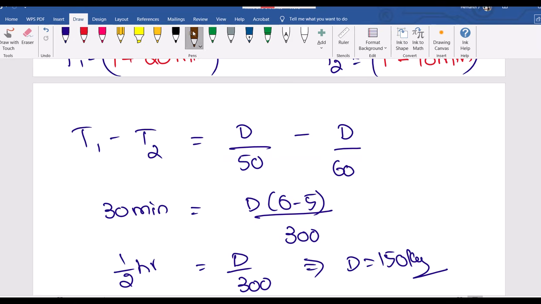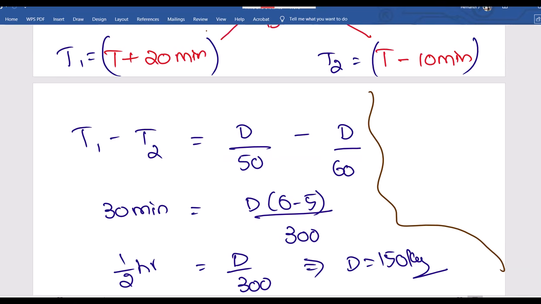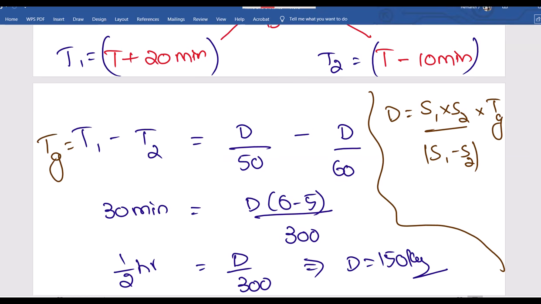One of my faculty gave a shortcut. This shortcut is actually the product of speeds divided by the difference between speeds, into time gain. There is one shortcut, but that shortcut is developed from here. Instead of 50 and 60, put S1, S2. This T1 minus T2 is time gain. If you take S1, S2 instead of 50 and 60, the right side formula will come. Distance is the product of speeds divided by the difference between speeds, into time gain. When you apply these cases, distance must be constant.